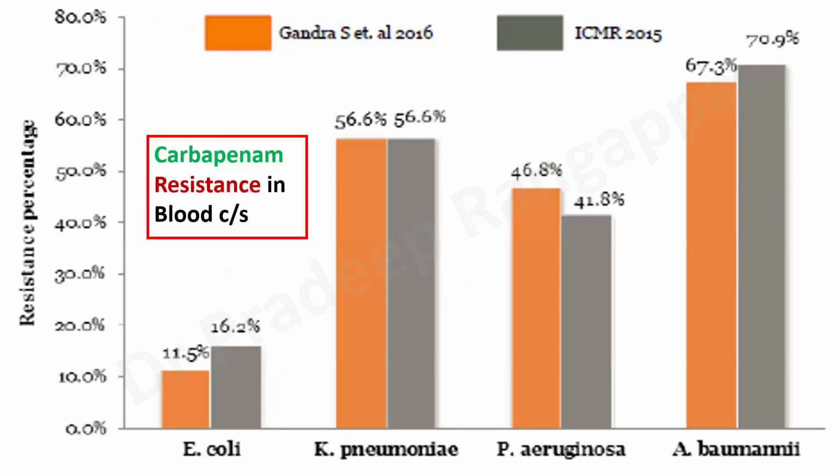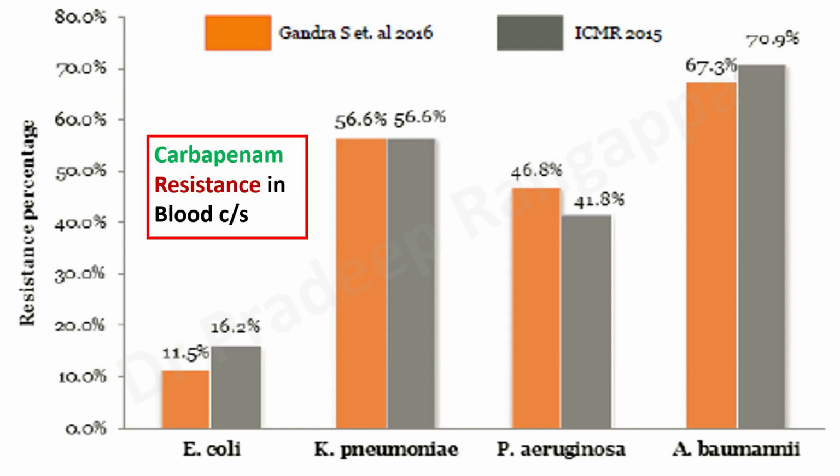And the PDR Pseudomonas also is increasing. This is one study that came in 2016. Again, to re-emphasize, the orange one is from Gandra et al., and they compared it with the ICMR data of 2015. If you see the resistance, Pseudomonas and Klebsiella are sitting at around 56. So the ballpark figure of resistance to carbapenems is more than 50% for Klebsiella. And this is Acinetobacter, where you have the resistance sitting at 70.9%. They are comparable, from the Gandra study and the ICMR study.